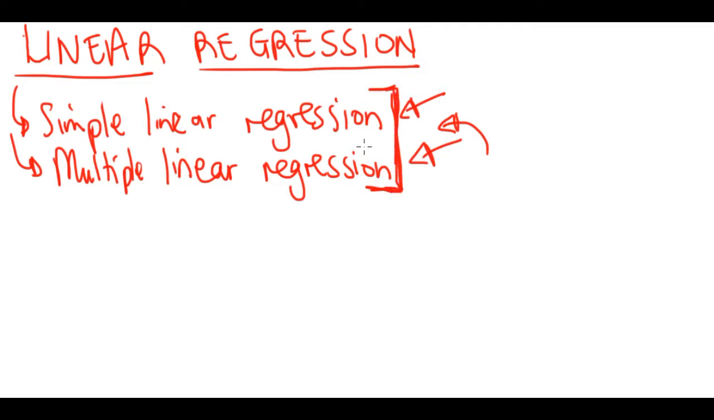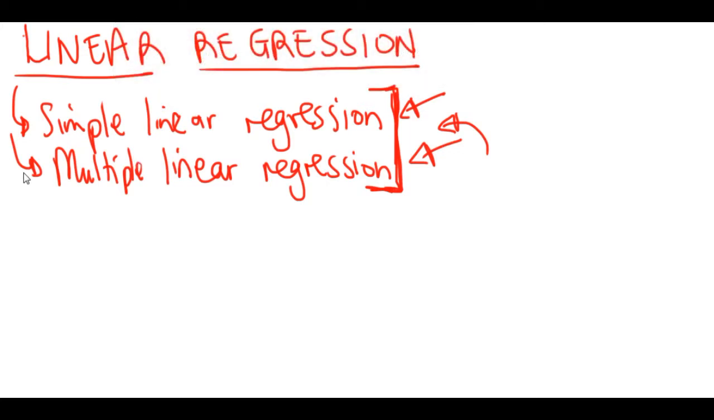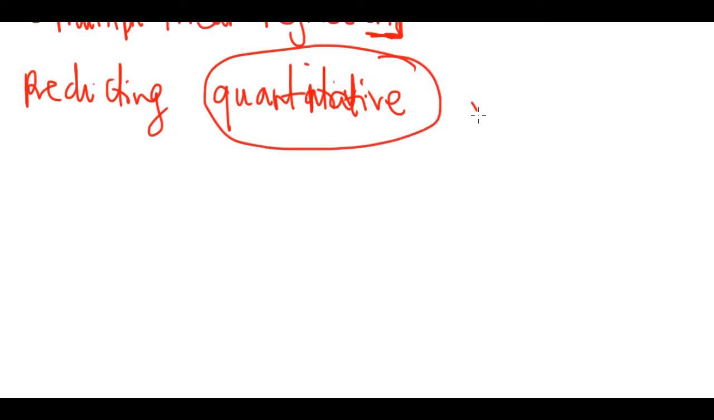So, what is linear regression? Whether it's simple or multiple. Linear regression is a tool for estimating or predicting a quantitative variable, which is very important. So it's going to be a tool for estimating or predicting a quantitative variable.